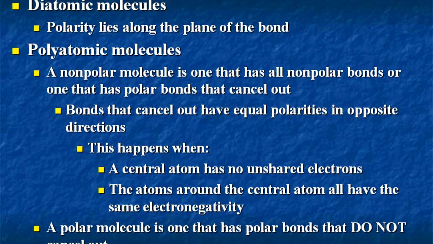So now everyone can remember the polarity of molecules. As long as you have all symmetrical shapes, even though the bonds are polar, the molecule will be non-polar. These 3 symmetrical shapes are non-polar. These 2 unsymmetrical shapes are polar molecules. Okay? So remember that much.